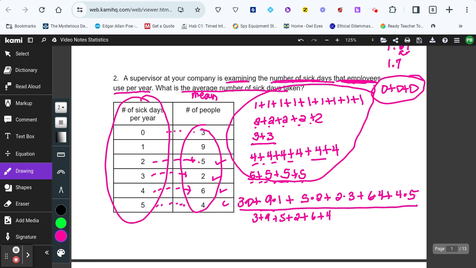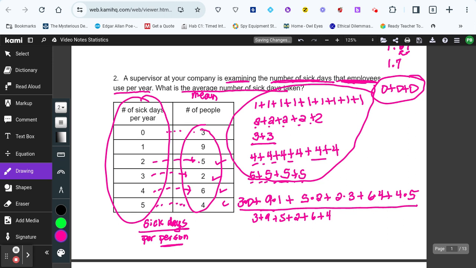Okay. So this is going to end up being sick days on the top, taking per person on the bottom. Okay. All right, sick days per person. That's your average. So you know to put the sick days on the top and the people on the bottom, okay? Number of people.